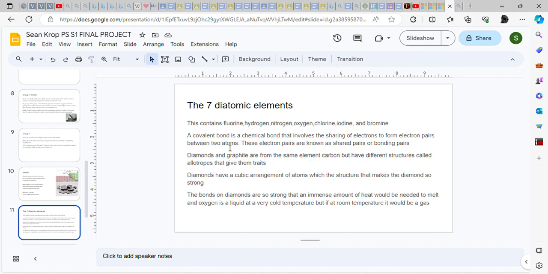Diamonds and graphite are from the same element, carbon, but have different structures called allotropes that give them different traits. Diamonds have a cubic arrangement of atoms, which is the structure that makes the diamond so strong. The bonds in diamonds are so strong that an immense amount of heat would be needed to melt them. Oxygen is a liquid at a very cold temperature, but at room temperature it would be a gas.